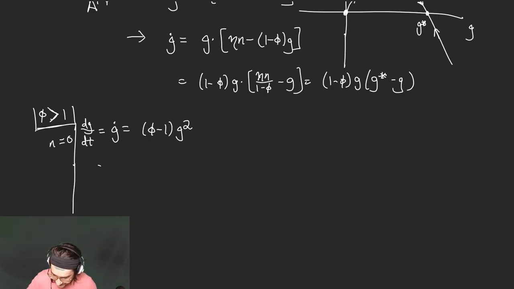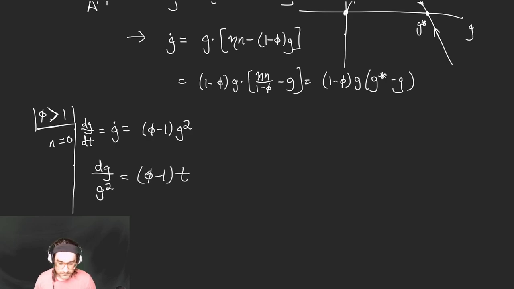So we're going to get dg over g squared is equal to phi minus 1 times dt. Okay, so I moved the dt over and I moved the g squared over to the other side. So now we have something on the left that's just g related, and on the right is just a constant or parameter times dt.